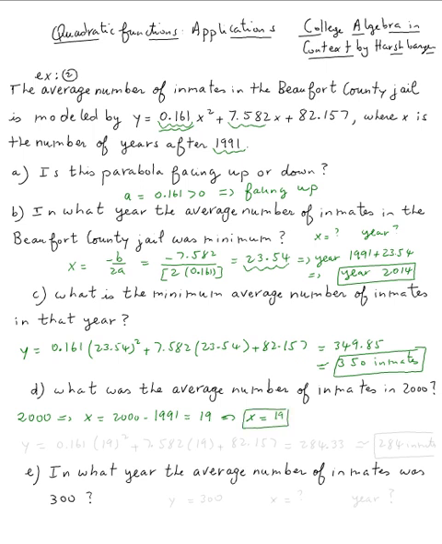All we need to do is plug it in. The y value would give us the average number of inmates. Plug in 19: 0.161 times 19 squared plus 7.582 times 19 plus 82.157, which is equal to 284.33 inmates, which is about 284 inmates.